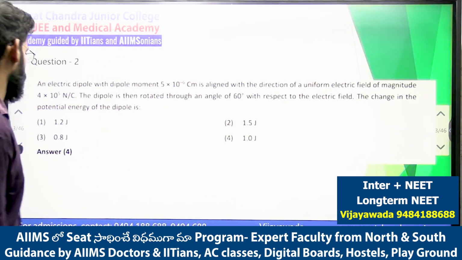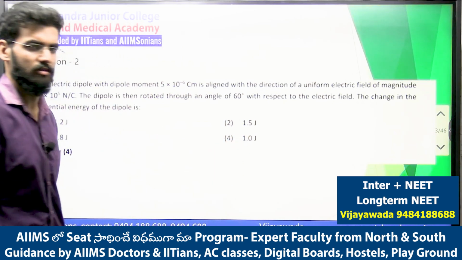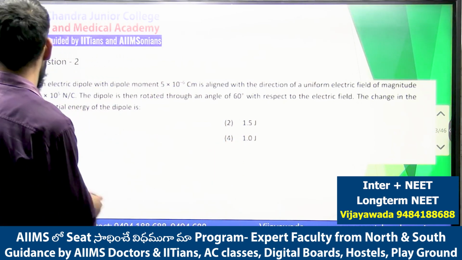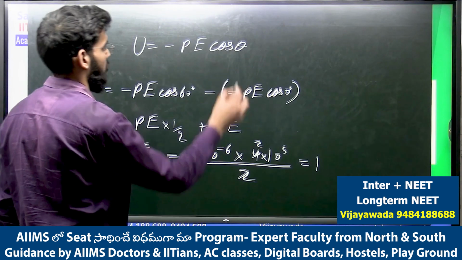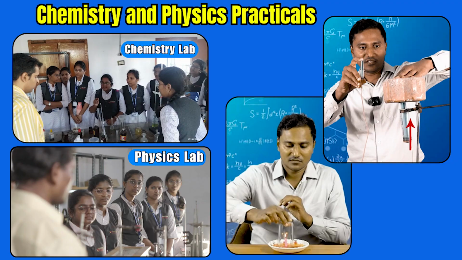Okay, so the answer is the fourth option, 1 joule. That's how. Easy, right? See, directly use this formula, minus P equals theta, dot product. Okay.